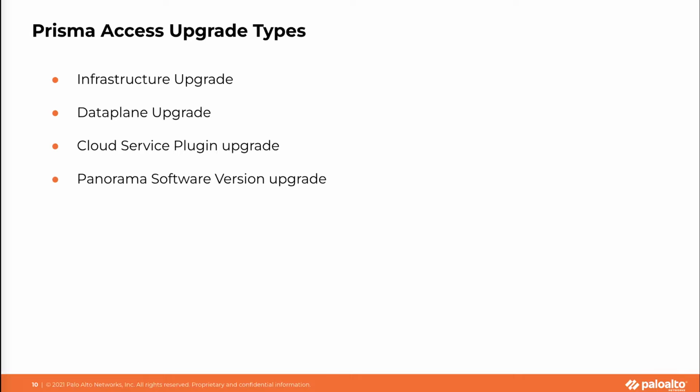You should sign up for the Prisma Access app for the data plane upgrade, and I will go through the whole process very shortly in the next couple of slides. Cloud service plugin upgrade: if you are a Panorama managed customer, then you need a new plugin, which will be available after every release or after your data plane upgrade, and you need to upgrade the new cloud service plugin in your Panorama. And Panorama software version upgrades: an upgrade for your Panorama might be required to ensure content compatibility with your Prisma Access.